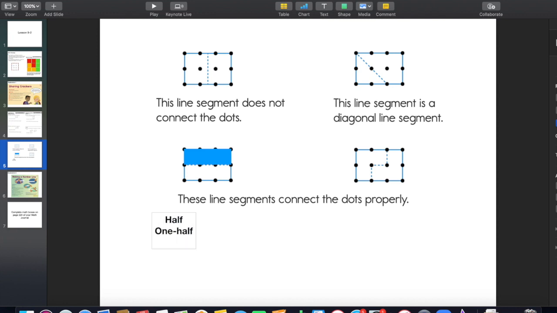You could call it 1/2. You could write 1 with a digit in the word half. You could say 1 out of 2 parts. You could also write it like a fraction. So that's what it means when it's asking you to name the share.